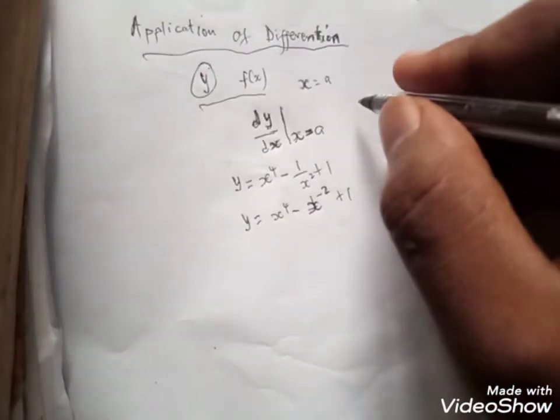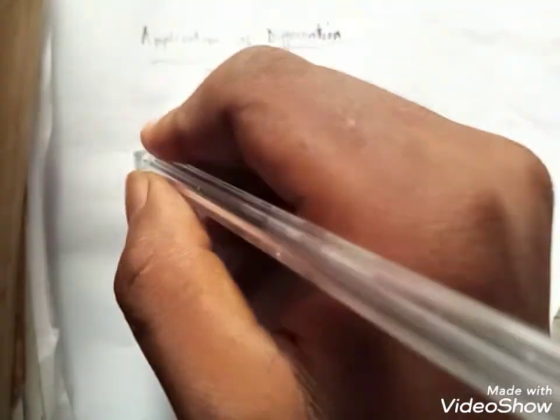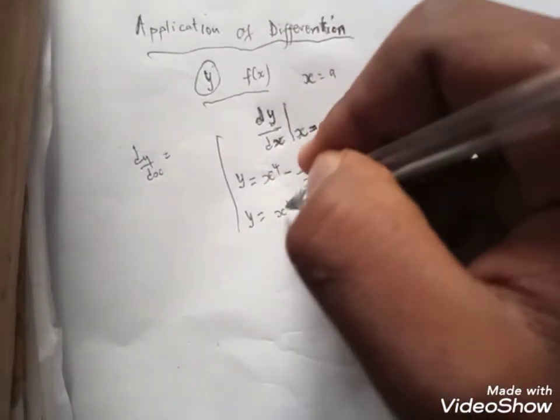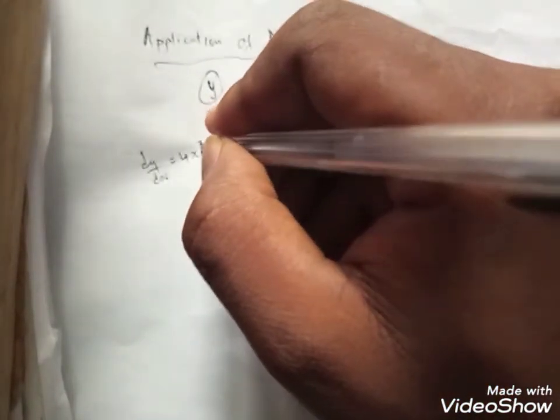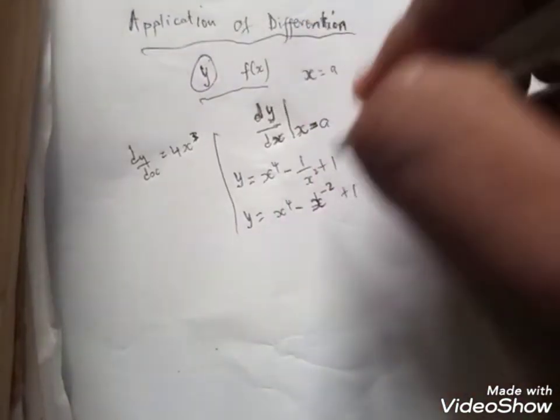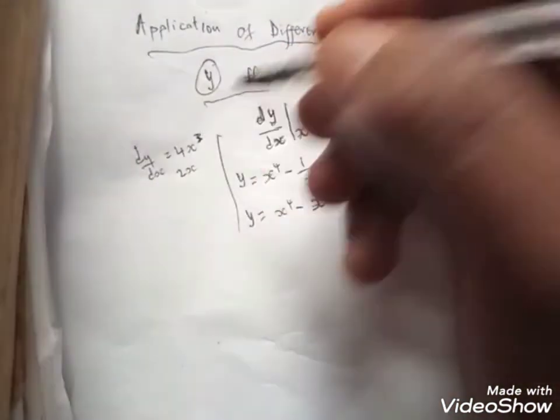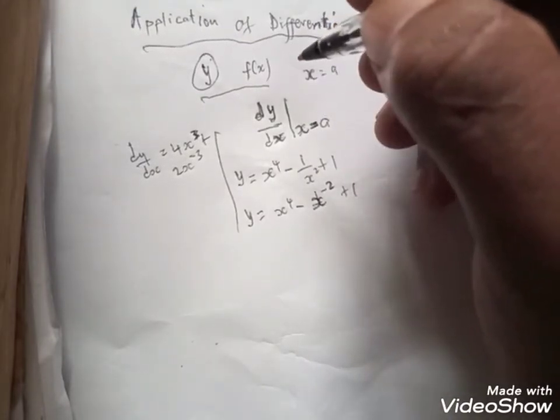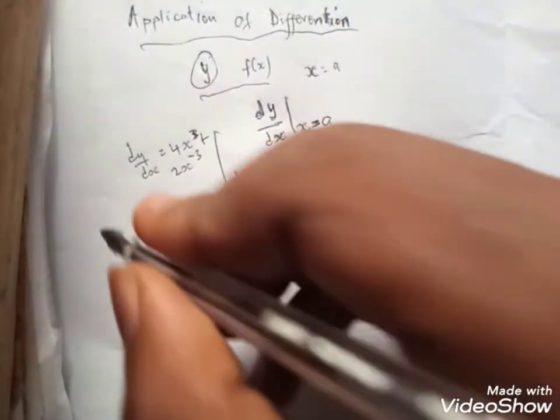In differentiating this, what will we get? We'll have dy over dx equal to, when we differentiate x power 4, we'll have 4x power 3, because I'm assuming that you've learned how to differentiate. Then when you differentiate this, we will have 2x power minus 3, so plus 2x power minus 3. Then when we differentiate 1, we'll get 0, of course.